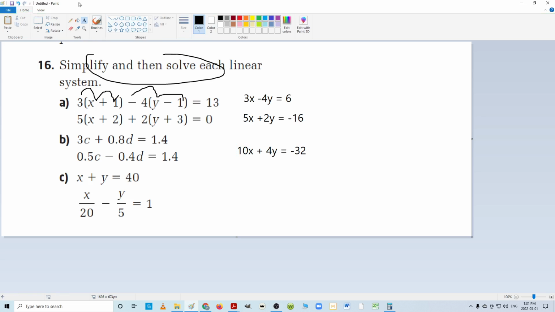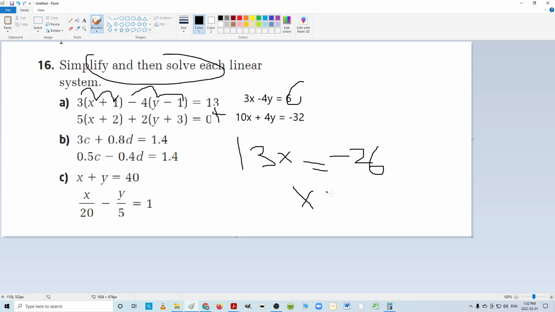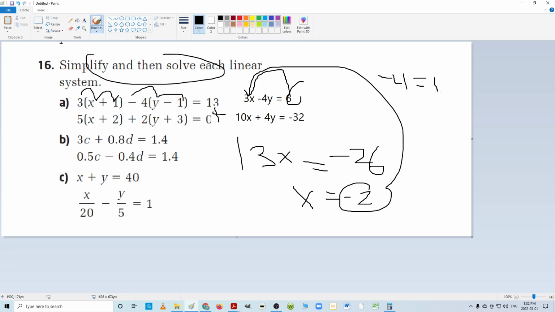And then I would say, okay, I notice that my 4y and minus 4y are opposite signs, so I'm going to add everything. And I get 13x, and 6 plus minus 32 is 6 minus 32. And I get is equal to minus 26. And then when I divide, x is equal to minus 2. Then put minus 2 into the easiest equation, so minus 6 here. 12 minus 4y is equal to 12. So y is equal to minus 3. So they meet at minus 2 comma minus 3.